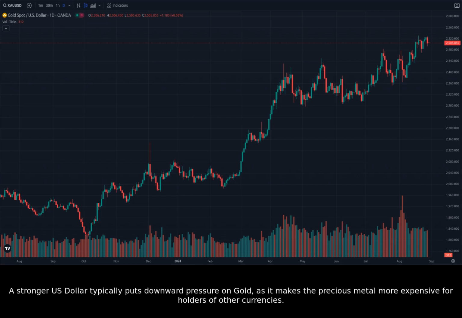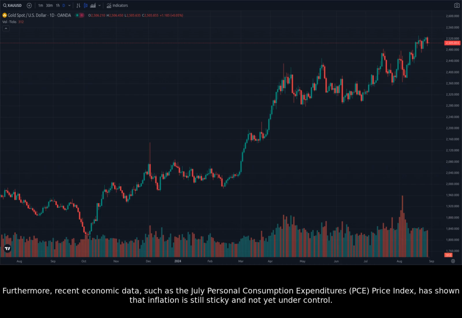A stronger US dollar typically puts downward pressure on gold, as it makes the precious metal more expensive for holders of other currencies. Furthermore, recent economic data, such as the July Personal Consumption Expenditures (PCE) price index, has shown that inflation is still sticky and not yet under control.